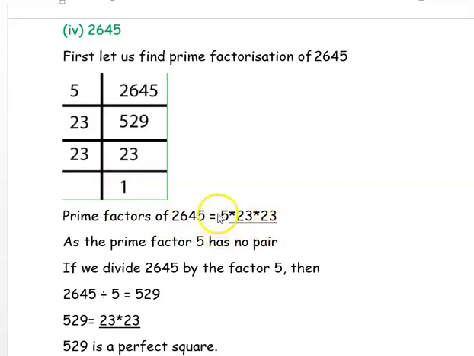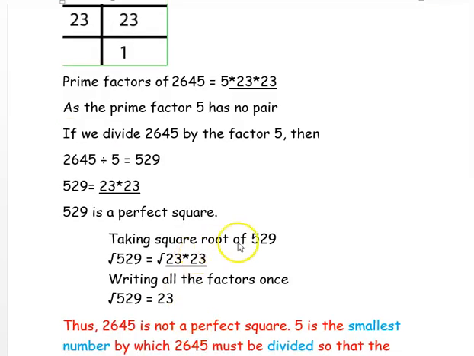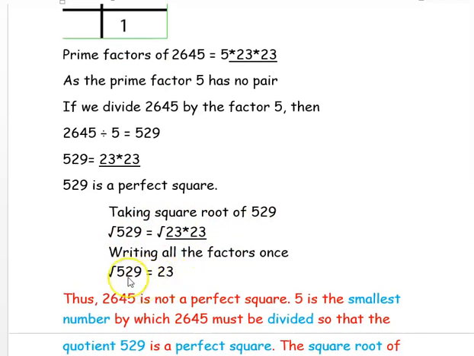If you look here, the factor 5 has no pair. So if we divide 2645 by the factor 5, then we will get 529. So 529 can be written as 23 into 23. So 529 is a perfect square number. So we want to take the square root of 529. So the square root of 529 is equal to the square root of 23 into 23. We want to write all the factors only once. So the square root of 529 is 23.